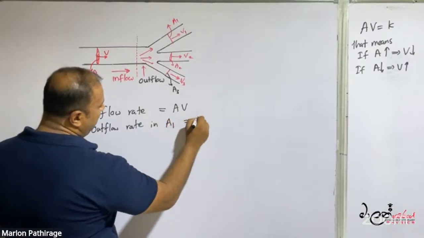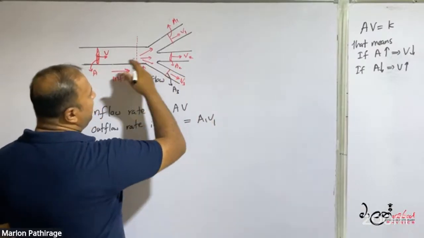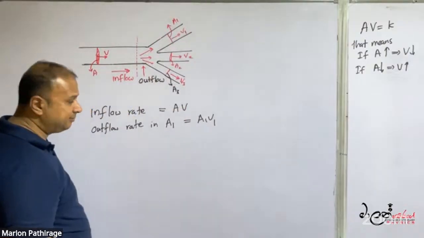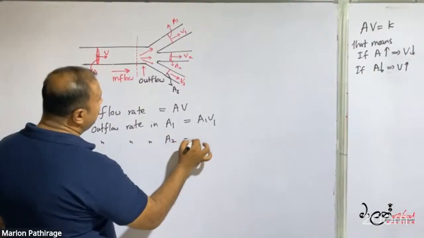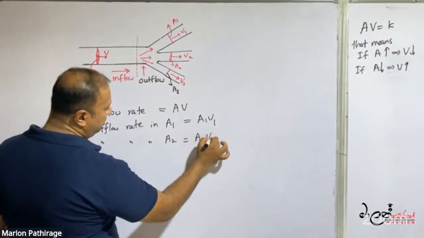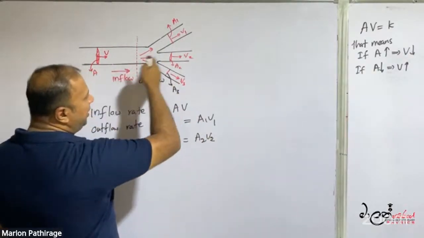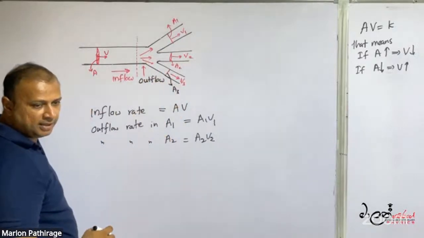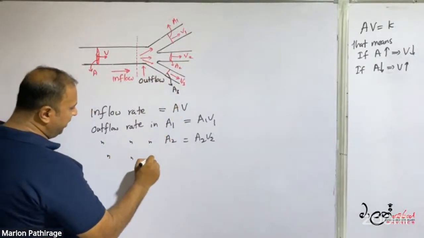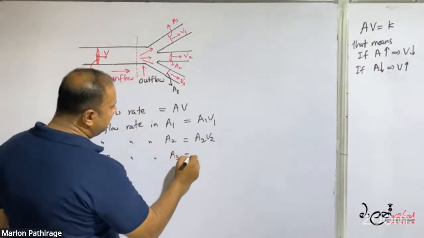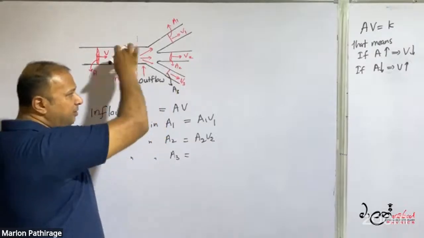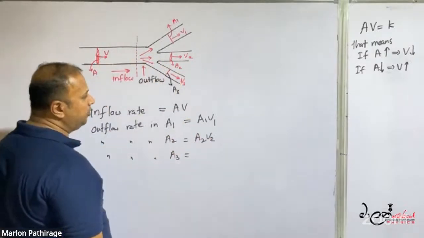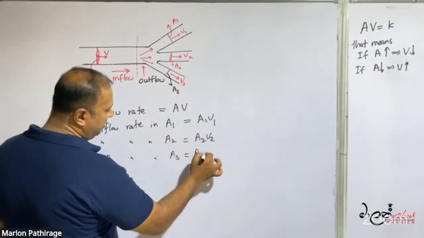A1 V1 is the outflow rate through this. Next, the output rate in A2 is A2 V2. So that is the output rate through this tube. Then the outflow rate in A3 is A3 V3. Okay, that is the rate of fluid flowing through tube 3.